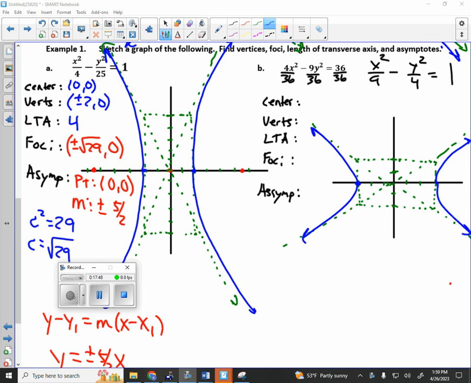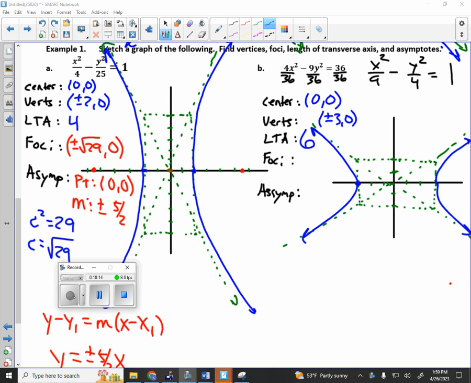Great. So we know the center is (0, 0). The vertices are on the side. So what's the location of the vertices? Yep, (3, 0) and (negative 3, 0). Or you can just write plus or minus 3, 0. The length of the transverse axis, that's the distance between the two, which is 6.